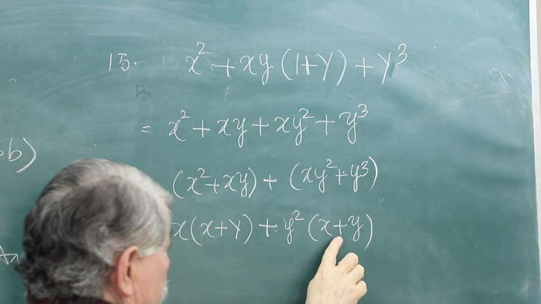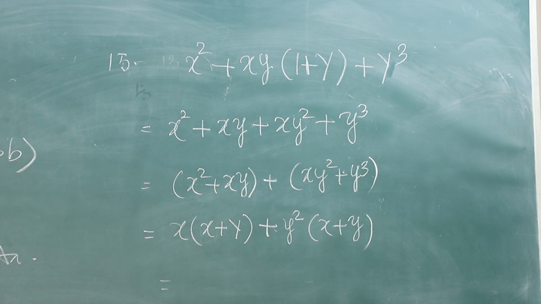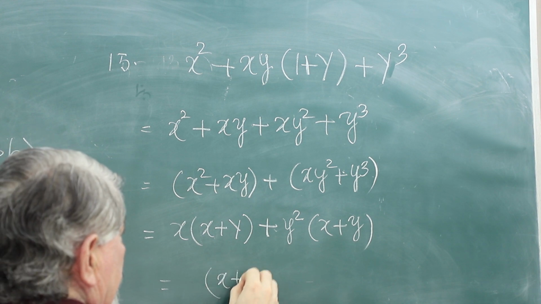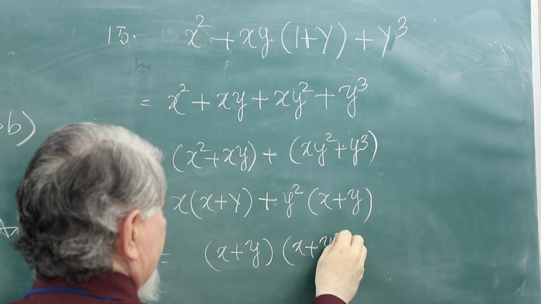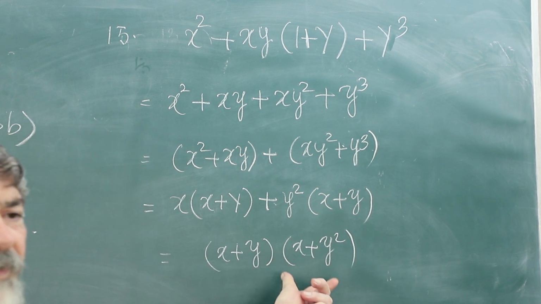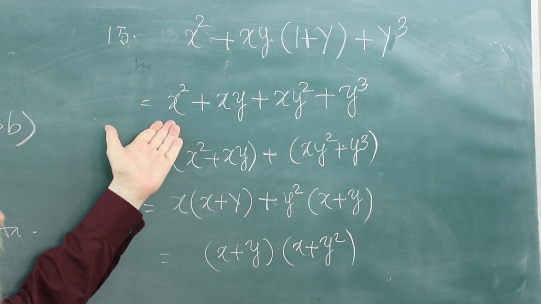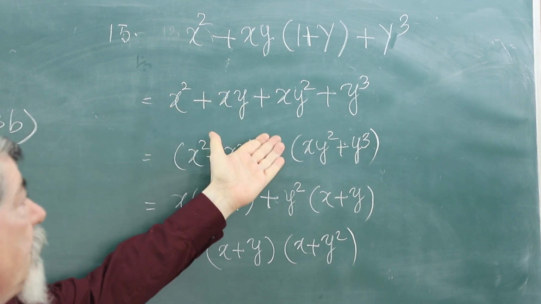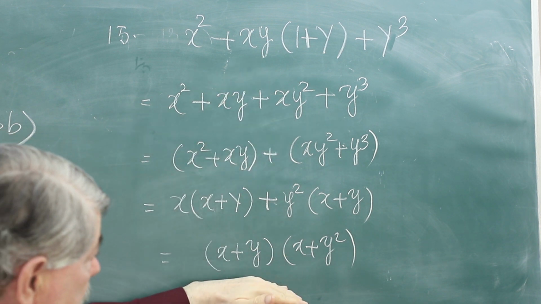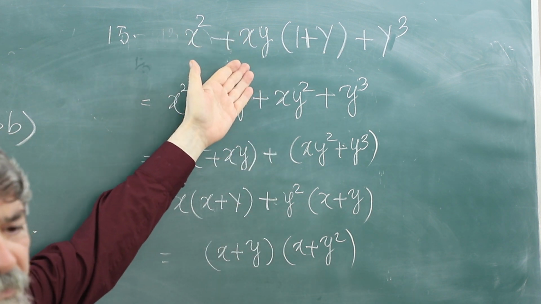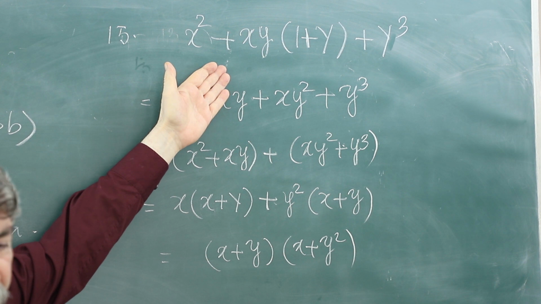So, in the 2 brackets, I see the common factor x plus y, and it will be left x plus y squared. As I said, these are the 2 factors of the expression x squared plus xy plus xy squared plus y cubed, all to begin with here. And if I multiply this, I can get the original expression.